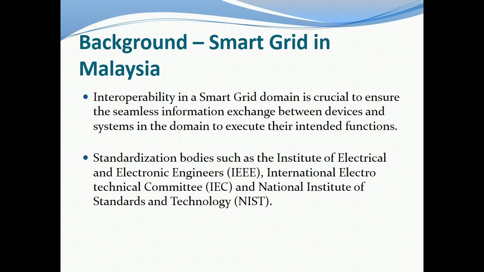Background: Smart Grid in Malaysia. Interoperability in a smart grid domain is crucial to ensure seamless information exchange between devices and systems in the domain to execute their intended functions. Next, Smart Grid also involves standardization bodies such as the Institute of Electrical and Electronics Engineers (IEEE), the International Electrotechnical Commission (IEC), and the National Institute of Standards and Technology (NIST).